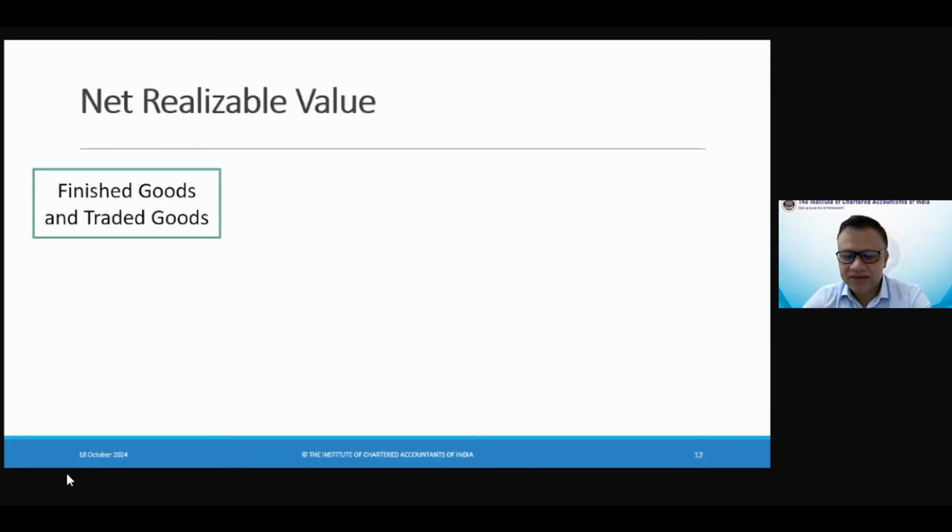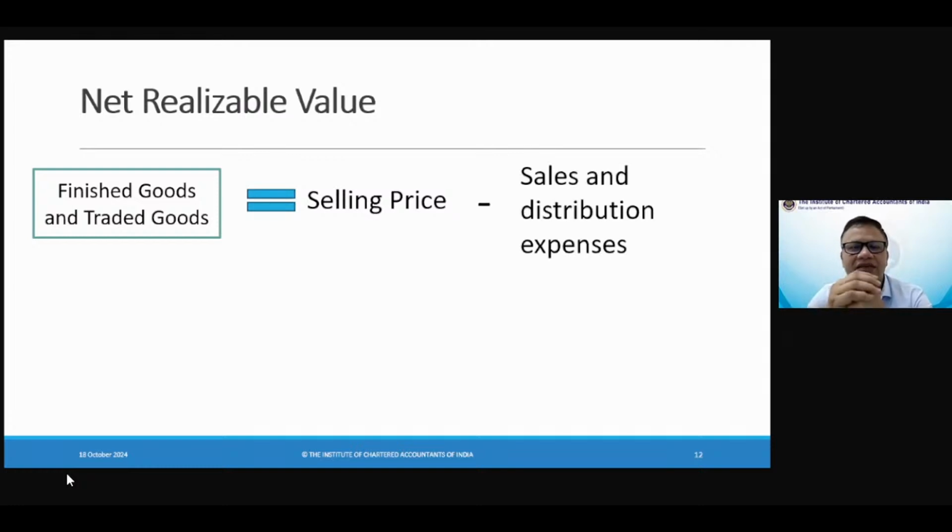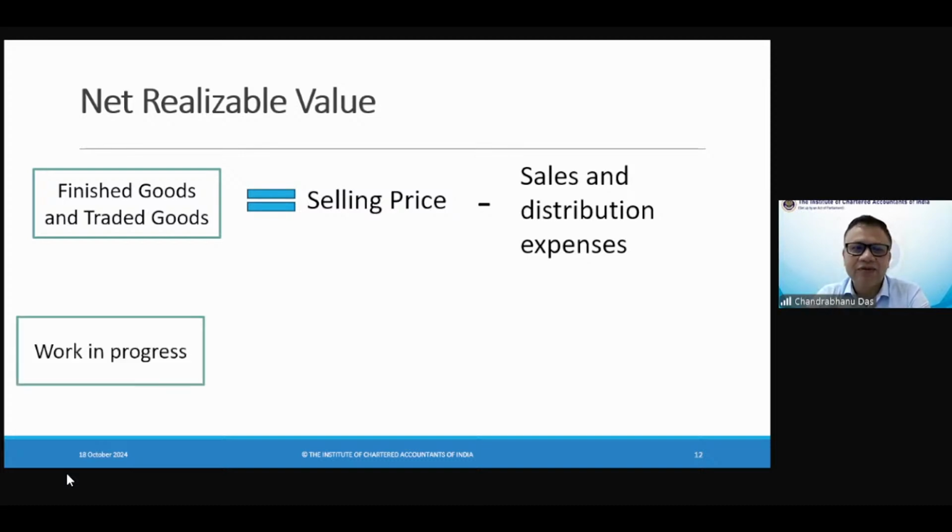Then we have to understand what the net realizable value is. You are realizing its value, but then there is a net realizable value. Whenever there are traded goods, just purchased and sold, or finished goods, you have a selling price. But for selling those goods, you have incurred some sales and distribution expenses, to attract the customers and bring them to take a good quality product. So your selling price is reduced by sales and distribution expenses. For finished goods and traded goods, selling price minus sales and distribution expenses is the net realizable value.